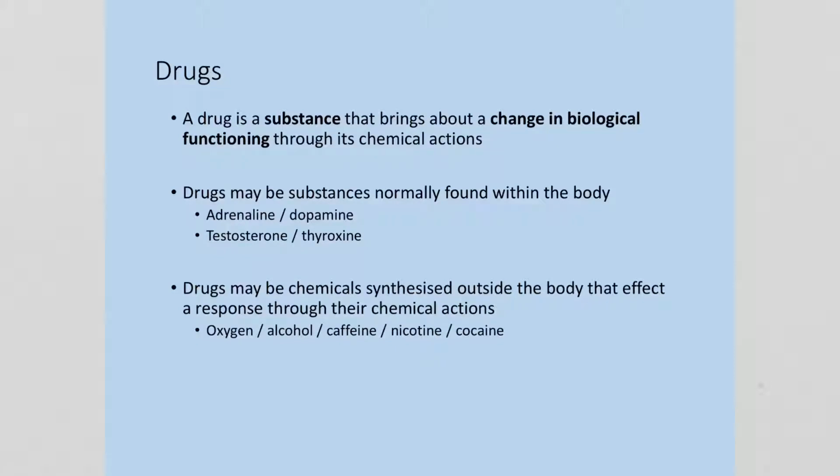Some drugs are naturally formed and available within the body. For example, as you will know from your anatomy and physiology, things like adrenaline, hormones like thyroxine, testosterone, estrogen. Some drugs, of course, are chemically synthesized outside the body and manufactured, and there are some examples given on this slide.